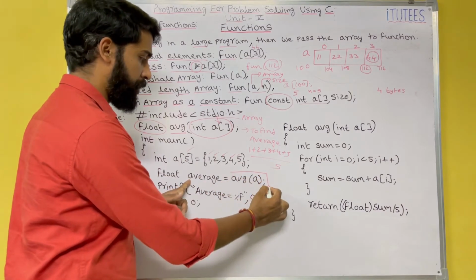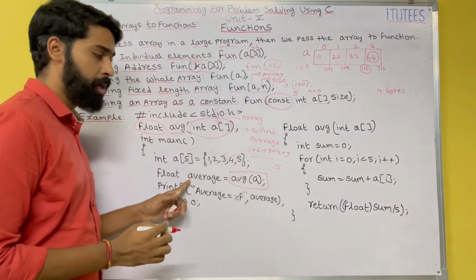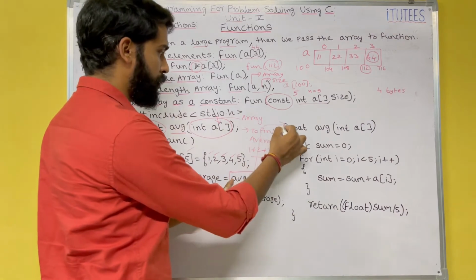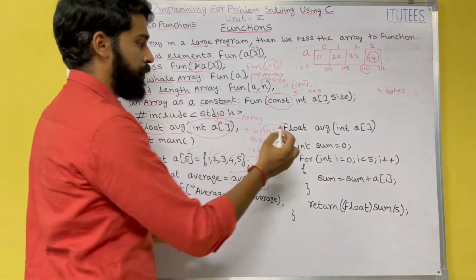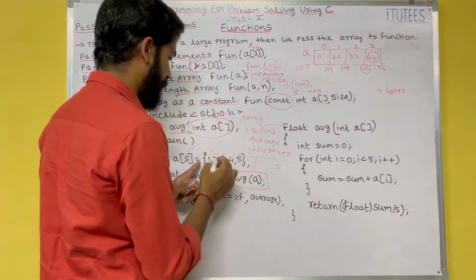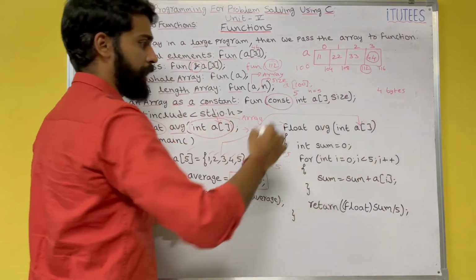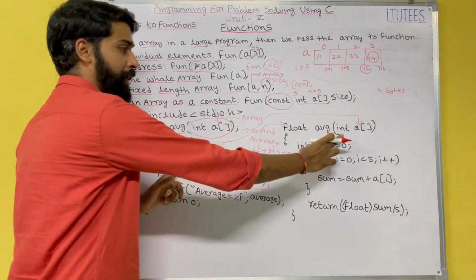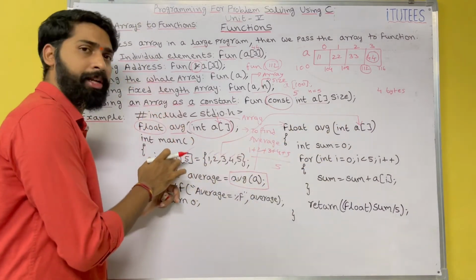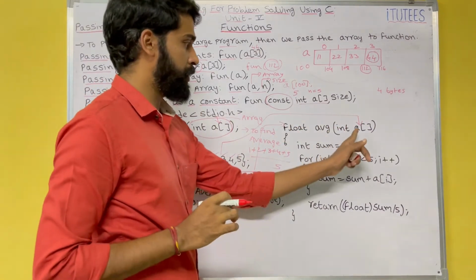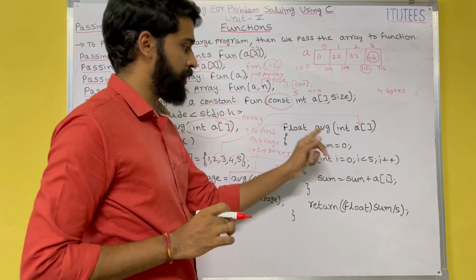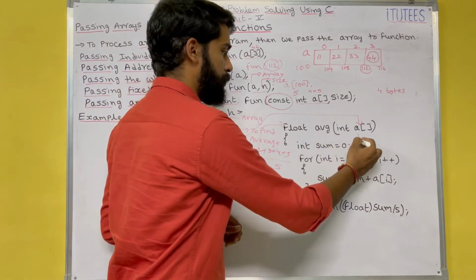Now float average equals avg of a. This is the function call. Now the control goes to the function definition: float avg int a. Now these values are assigned to this a. So these are two different a's: this a we defined in the main function and this a we defined in the avg function. Okay, now enter into this block.